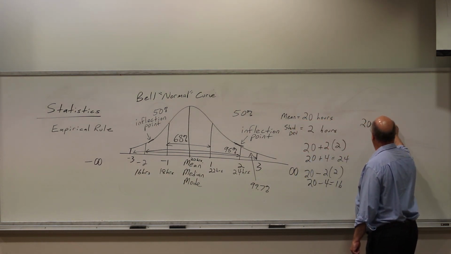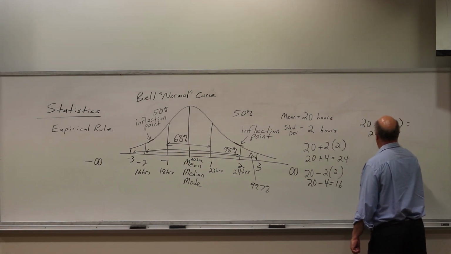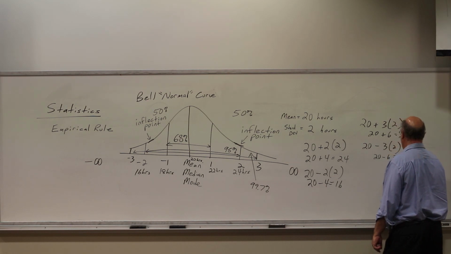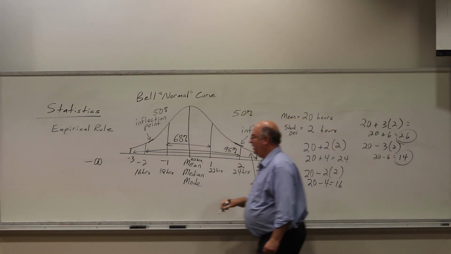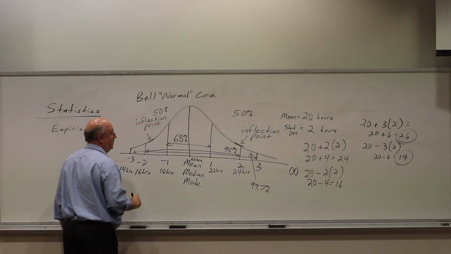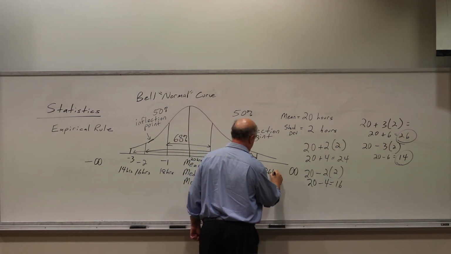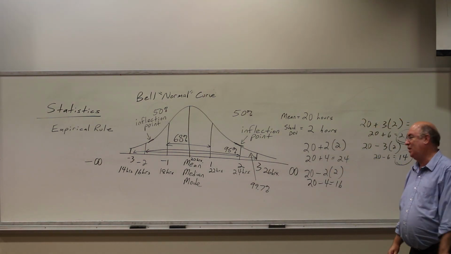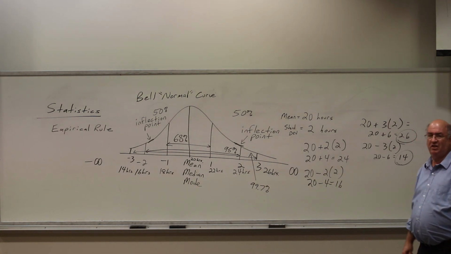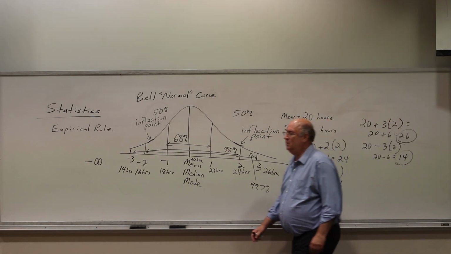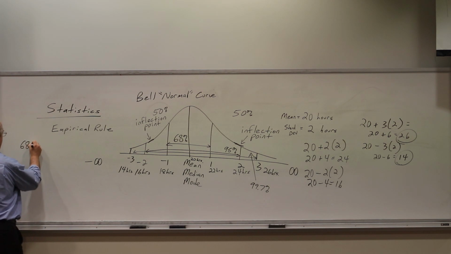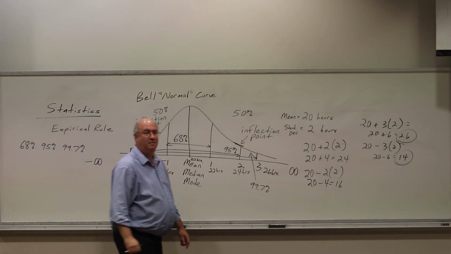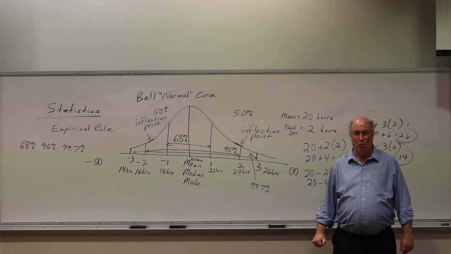All right, we've got our 20 hours, right? 3 standard deviations. It's 20 and 6, 26, and 20 minus 6, so on the bottom end we have 14 hours. Top end, we have 26 hours. So 99.7% of the students at this particular college work between 14 to 26 hours. And that's the empirical rule, also known as the 68, 95, 99.7 rule.